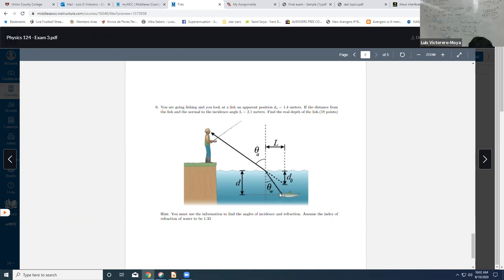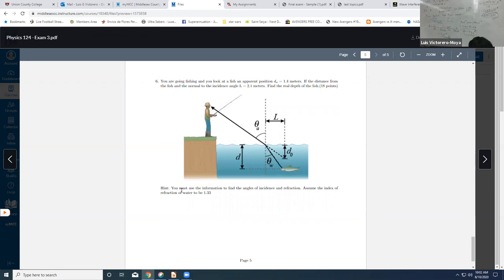Anyway, this question I did in class, right? And I even by mistake put very similar numbers. So the answer was very close to what you had on the website. The hint says that you have to use this information to find these angles here. So D naught is 1.4, right? And L is 2.1.